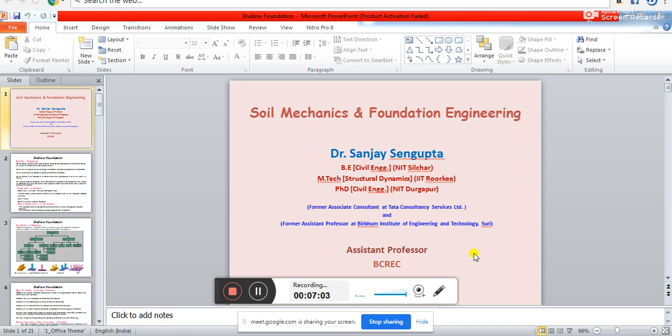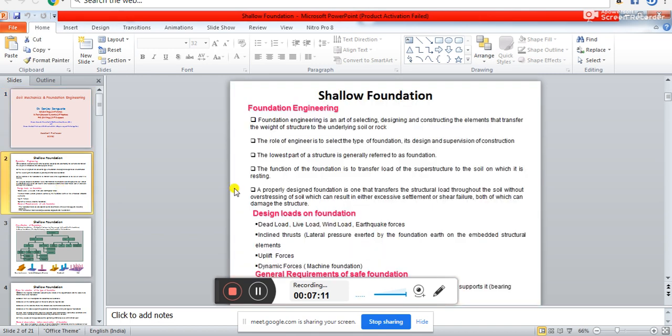Okay, and these consolidation parameters also will be coming into picture when you will be learning about the settlement of foundation. Now going forward, let us start with foundation and see the first slide. Say the shallow foundation. So before going into shallow foundation, let's try to understand what is foundation engineering. So everyone can see the slide I am sharing.